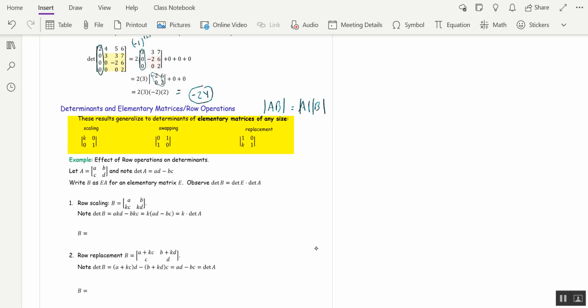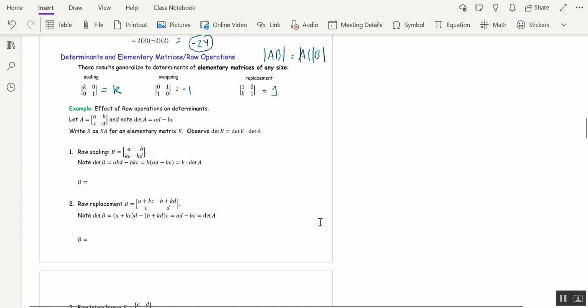Remember, an elementary matrix is a matrix you get from the identity by doing one row operation. So if we scale, let's say row 1 of the identity, we get this matrix here, and its determinant is K. Okay, a swapping elementary matrix gives us determinant negative 1. And a row replacement elementary matrix gives us determinant 1. So that determinant actually doesn't change when you do a row replacement. And these results generalize to any size elementary matrix.